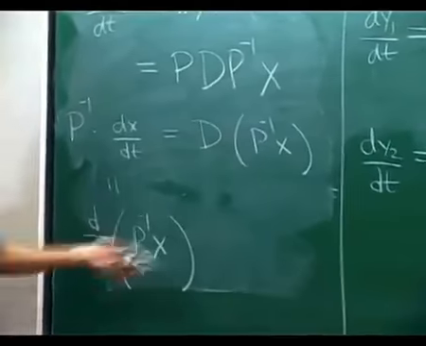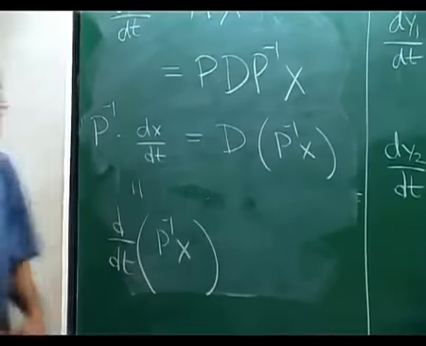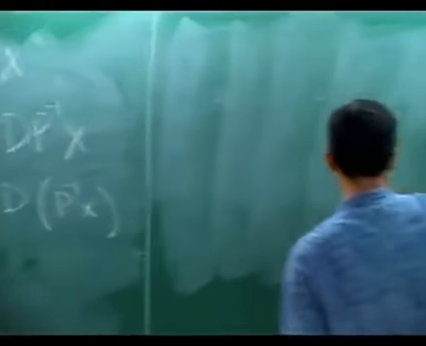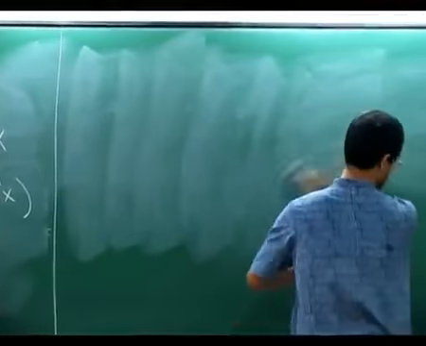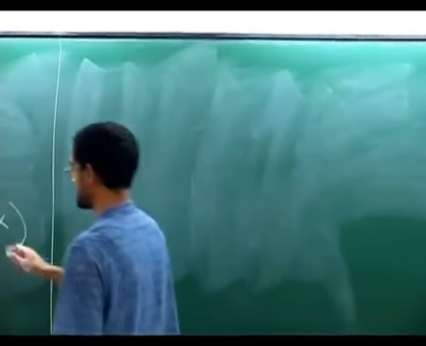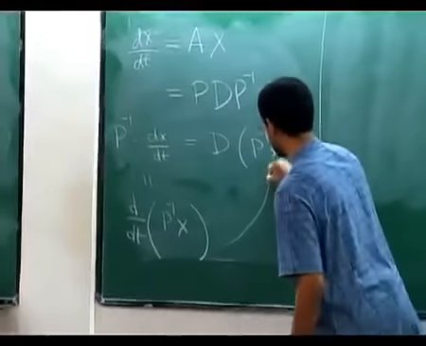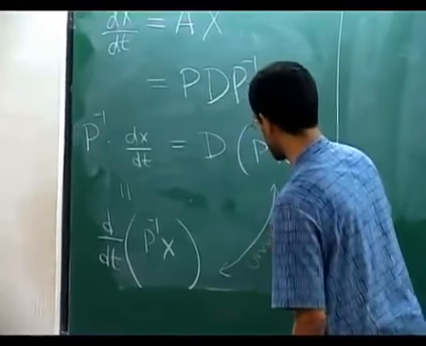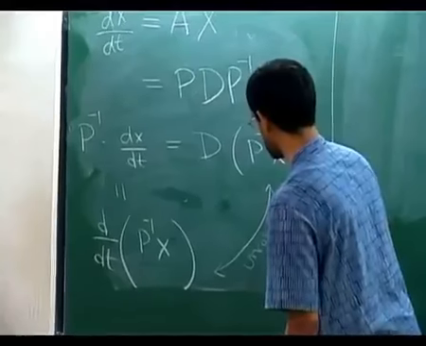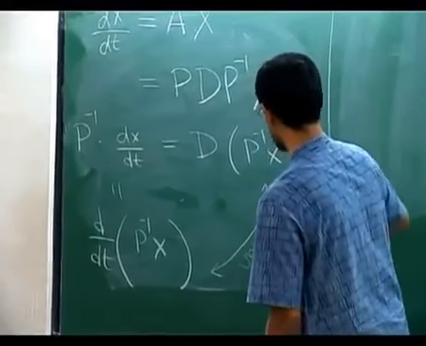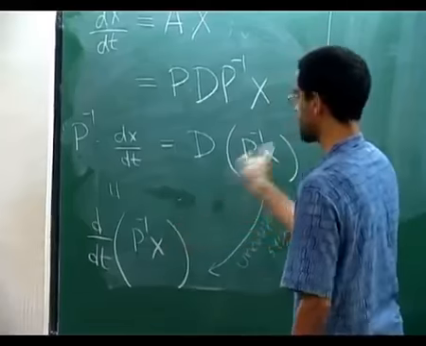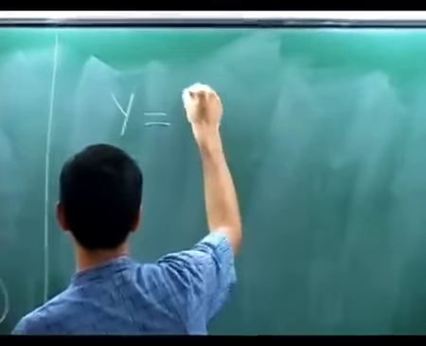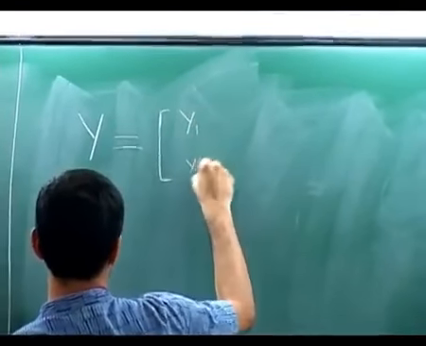Now why does this look better? Because let's now change variables. This is the uncoupling step. As it will become clear in a moment, what this has managed to do for us is to produce an uncoupled system of equations. So what do I mean by that? You look at P inverse x, it appears on both sides of my equation. So I will call that my new vector y. So y again is 2 variables, y1, y2.